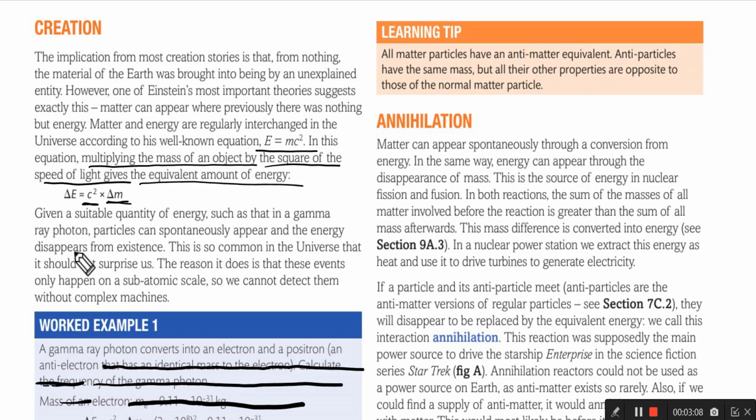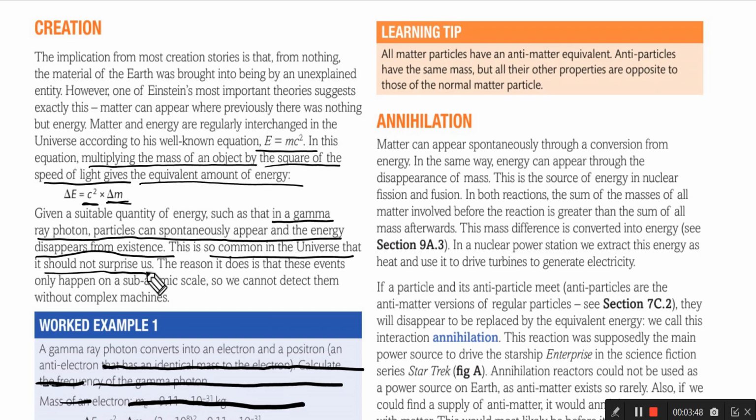This equation shows that given a suitable quantity of energy, such as that in a gamma ray photon, particles can spontaneously appear and the energy disappears from existence. This is so common in the universe that it should not surprise us. This is a good example of creation, a real example of creation.